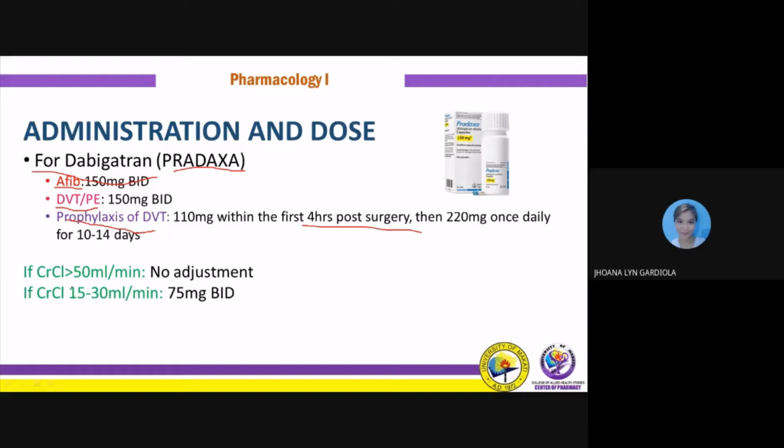We said that the kidney function is important, so if the patient's creatinine clearance is more than 50 milliliters per minute, there is no adjustment. But if the creatinine clearance is between 15 and 30 milliliters per minute, we have to drop it down. So instead of 150 milligrams twice a day, it drops down to 75 milligrams twice a day.